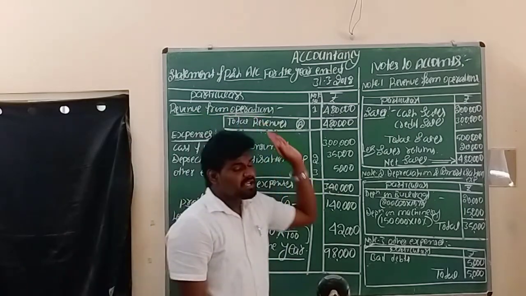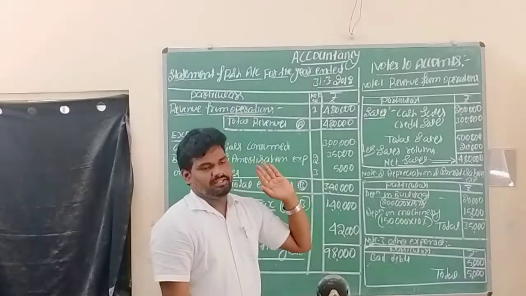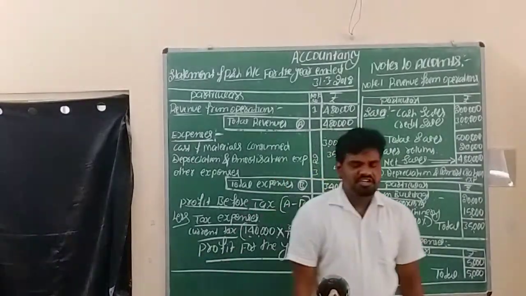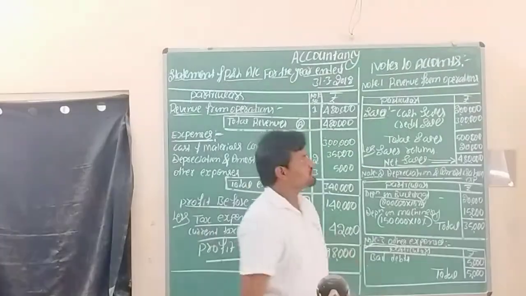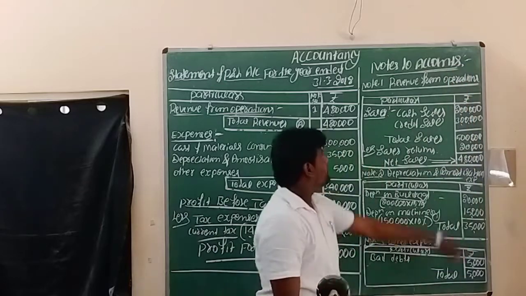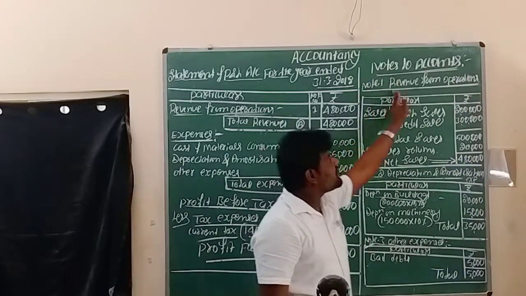Revenue from operations. In this question it is not given directly. They have given cash sales, credit sales and sales returns, right? For this we need to take one note. So come to the calculation part. Here, notes to accounts. In the notes to accounts, note number 1, revenue from operations.